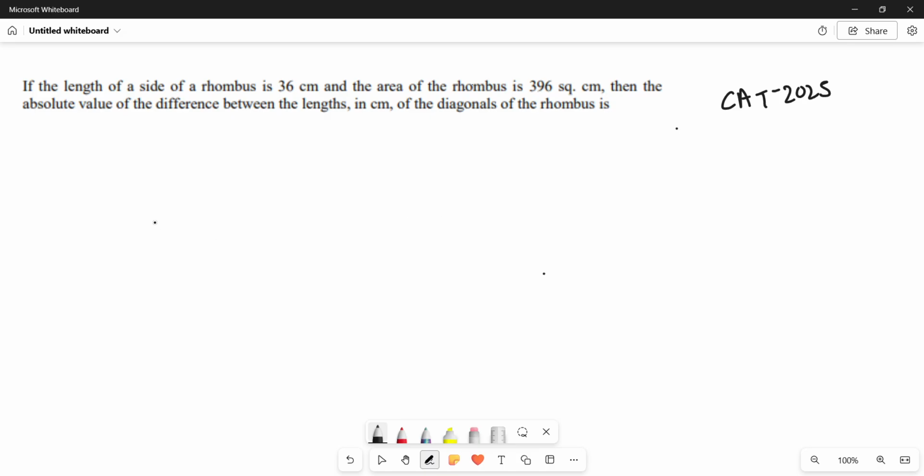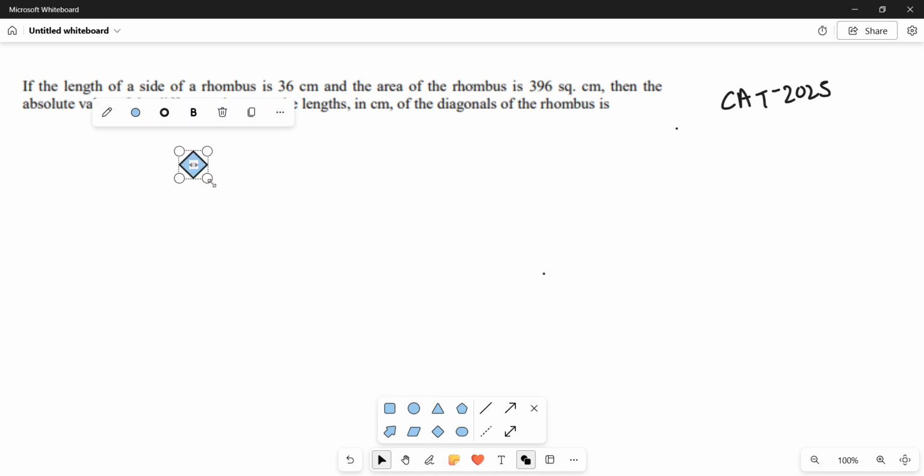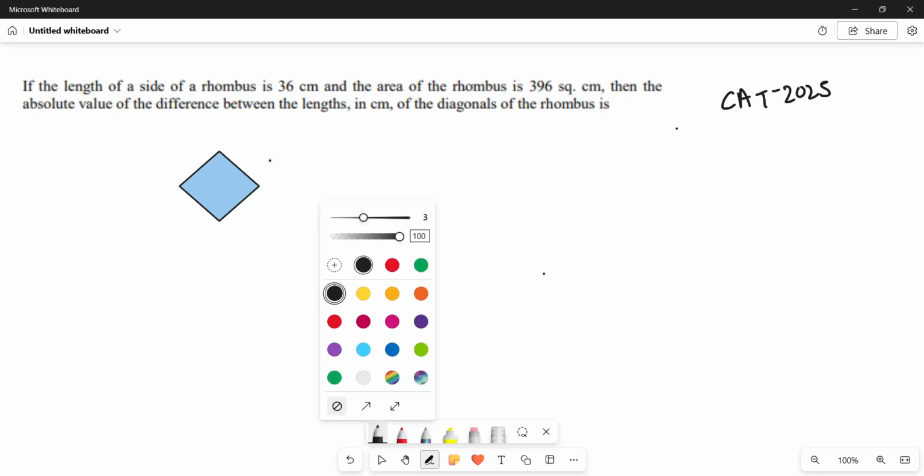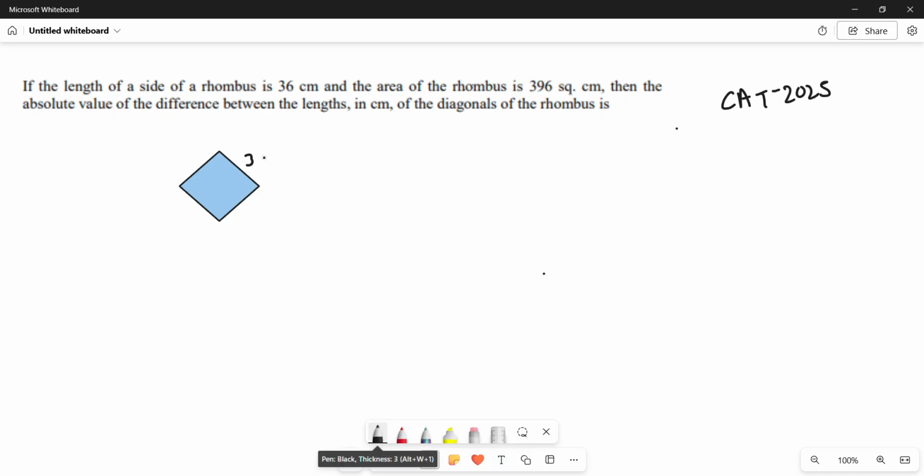We have a rhombus of side 36 centimeters and the area of the rhombus is 396 square centimeters, and we want to find the difference between the lengths of the diagonals. So let's create a rhombus. Let this be the rhombus, and we have the side given as 36 centimeters.